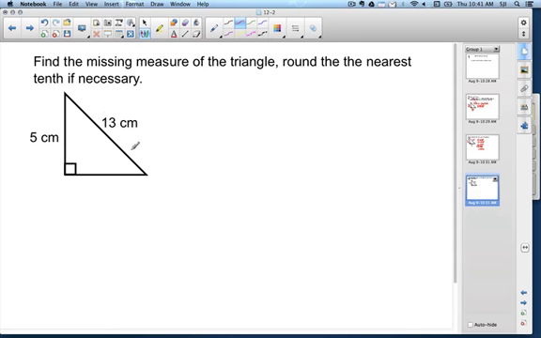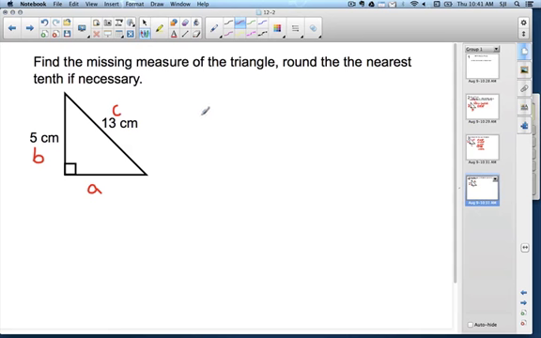Sometimes, though, we're given the length of the hypotenuse. In this example it says, find the missing measure of the triangle and round to the nearest tenth if necessary. So instead of the hypotenuse being missing here, the length of one of the legs is missing. So this is C up here. I'm going to call this B over here, and this is A down here.